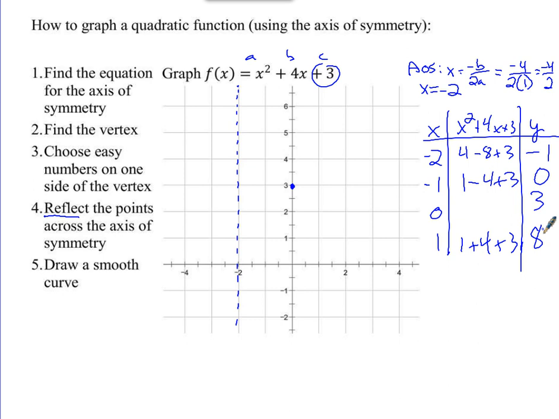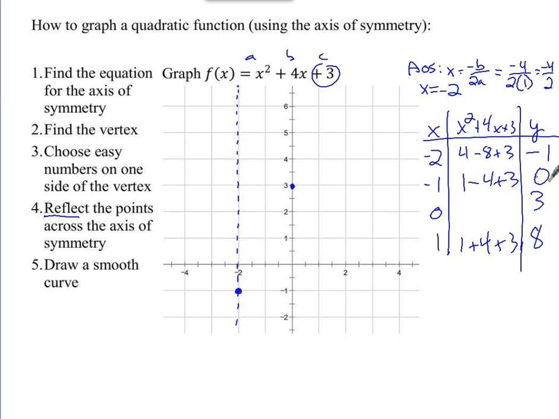Okay, now let's plot these points that we have. We have -2, -1. That is right there. What is that point that I just put down? That's the vertex. I have no choice. I have to find that one.